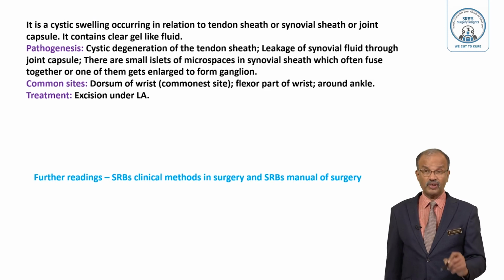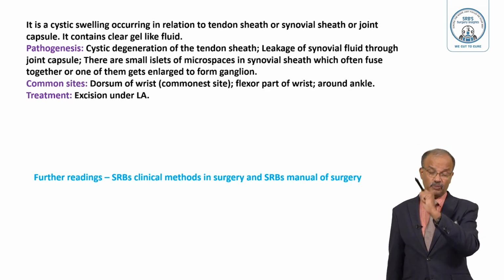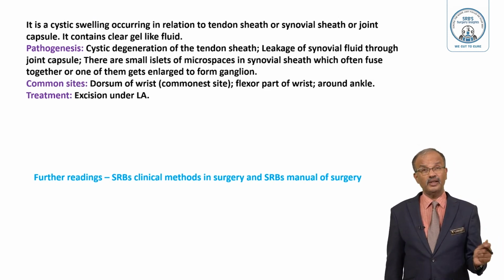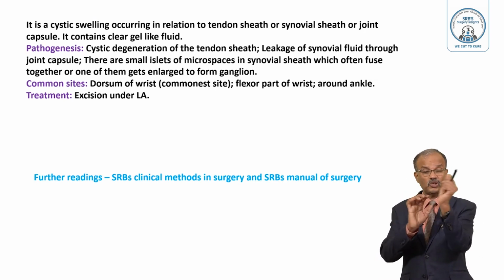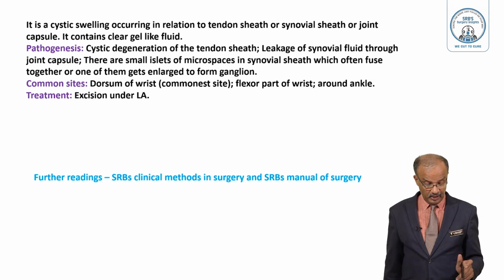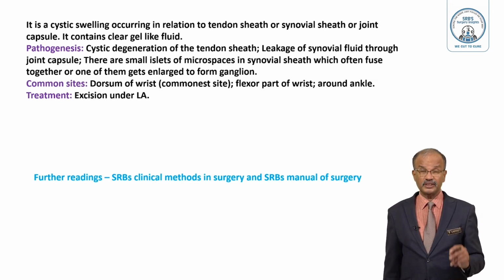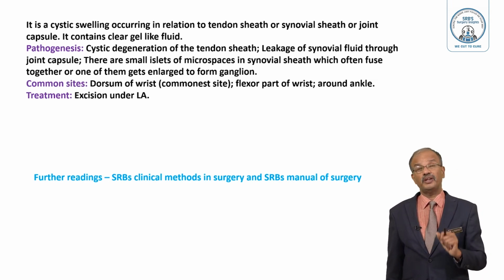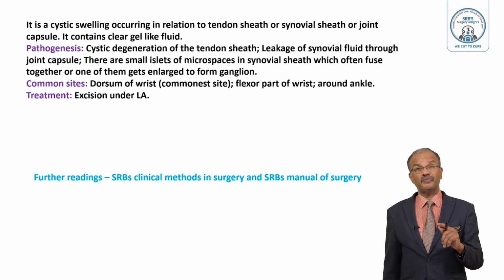It is a cystic swelling occurring in the tendon sheath on the dorsal aspect or ventral aspect, or around the ankle. Common on the dorsum, next common is the ventral aspect, third common is around the ankle, and it may be bilateral. The important thing is that it contains synovial gel-like fluid, very thick gel-like fluid. It may be attached to the tendon sheath, the synovial sheath.